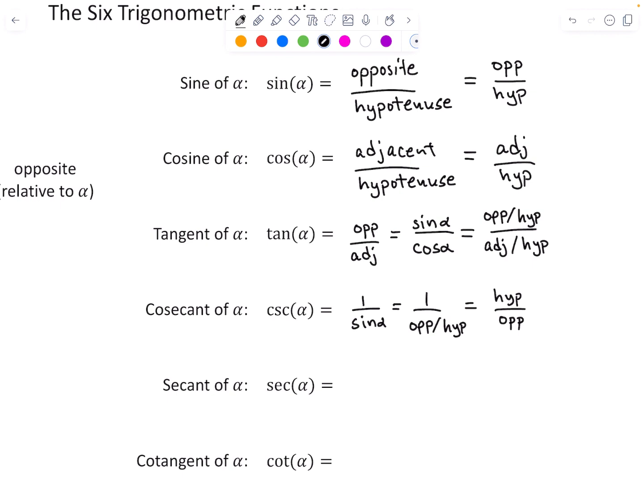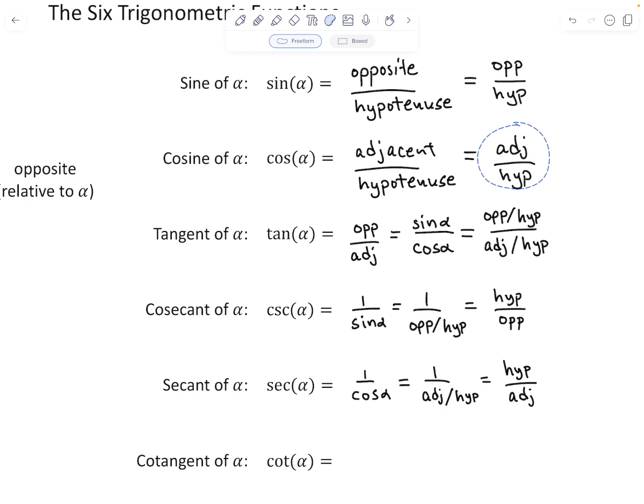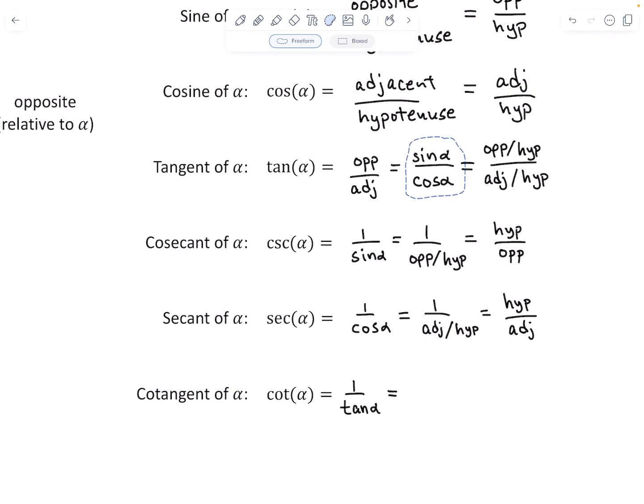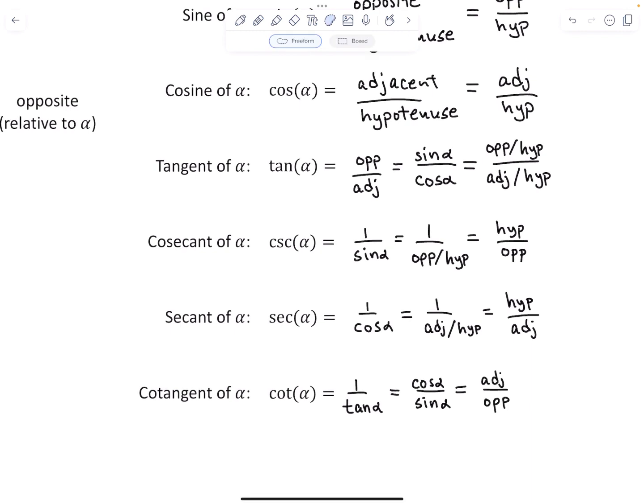The secant of alpha is the reciprocal of cosine. That gives us 1 over, and the cosine of alpha is the adjacent over hypotenuse, which winds up giving us the hypotenuse over the adjacent. You'll notice that the cosine of alpha is adjacent over hypotenuse, and the secant of alpha is the reciprocal, or the hypotenuse divided by the adjacent. And finally, the cotangent of alpha is the reciprocal of tangent. Therefore, it is the reciprocal of this fraction here, so it is the cosine of alpha divided by the sine. Either way of thinking of this will lead to the conclusion that the cotangent of alpha is the adjacent over the opposite, which is the reciprocal of this fraction.